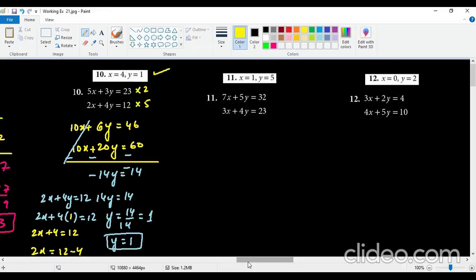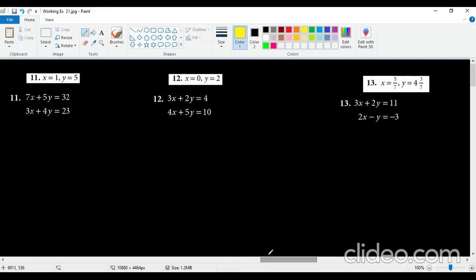Moving on to question number 11. In question number 11, it says 7x and 3x. So I multiply this by 3 and this by 7. The first equation becomes 3 times 7 is 21x, plus 3 times 5 is 15y, and 32 times 3 gives us 96. The second equation becomes 7 times 3 is 21x, plus 7 times 4 is 28y, equals 23 times 7, which gives us 161.